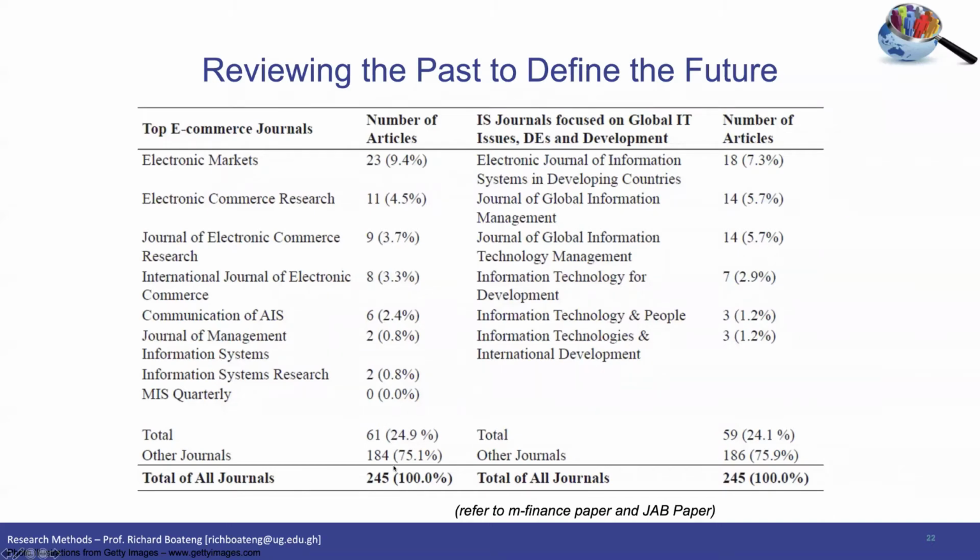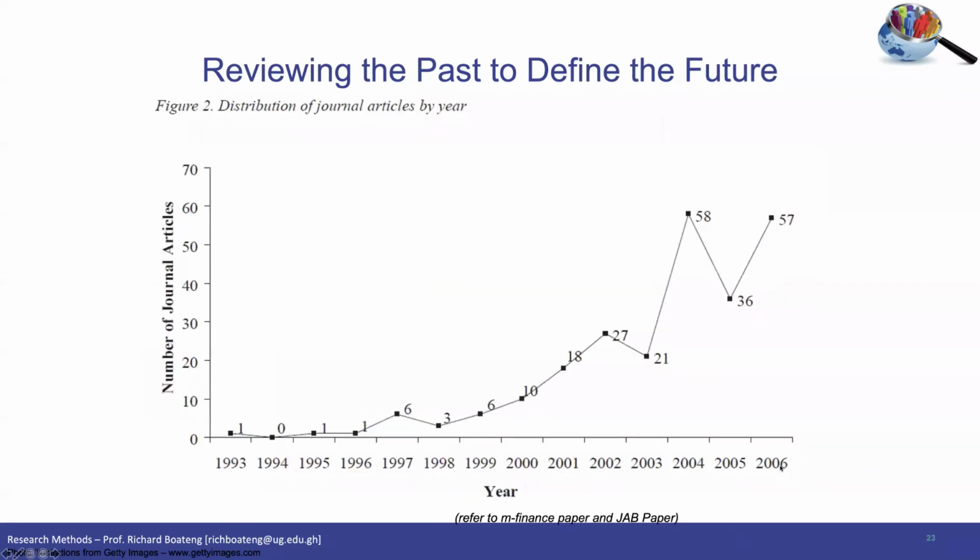So if you look at it here, the paper looks at 245 articles. Only 61 of the articles came from the top e-commerce journals, and only 59 came from the IS, information systems, journals that were in developing countries. All the rest, 186, were coming from other journals. So this is how the year one is. Remember that I told you for my PhD, my supervisor told me I should go back to 93 when the internet became a big thing in developing countries. So I had to go back.